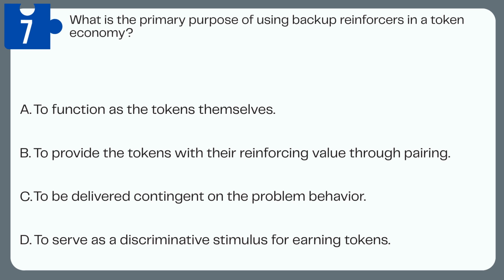Question 7. What is the primary purpose of using backup reinforcers in a token economy? A. To function as the tokens themselves. B. To provide the tokens with their reinforcing value through pairing. C. To be delivered contingent on the problem behavior. D. To serve as a discriminative stimulus for earning tokens.